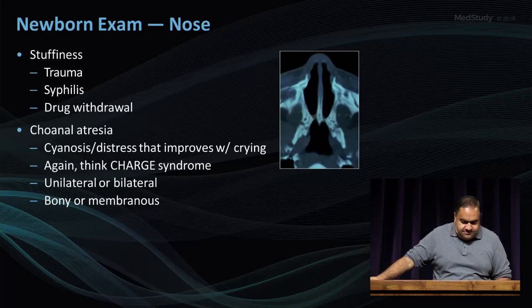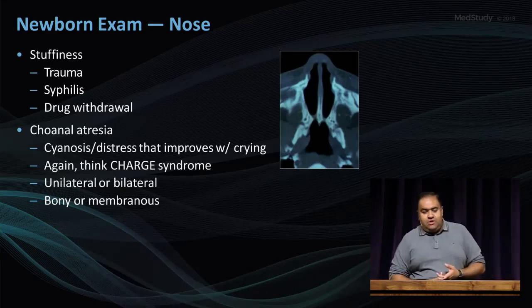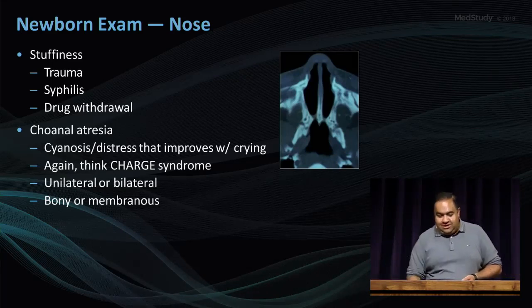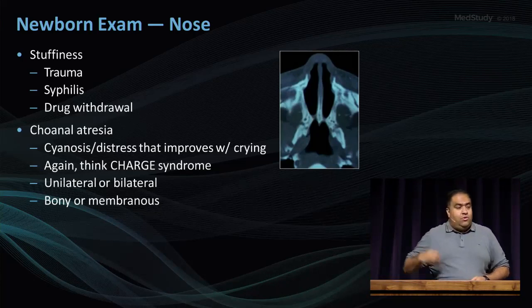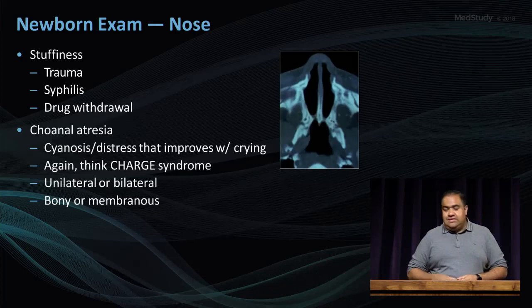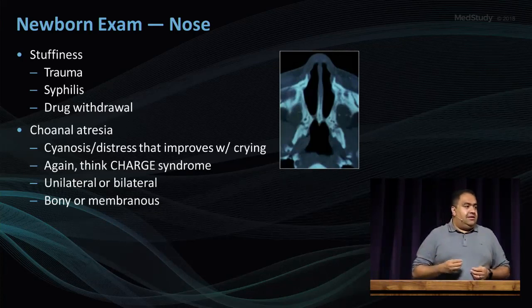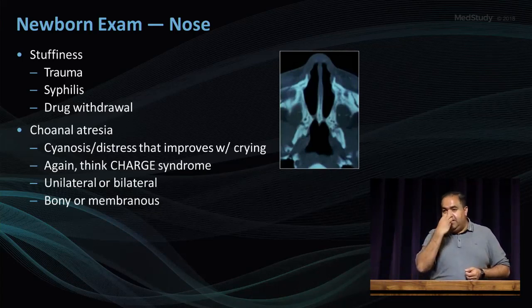All right, nose: stuffiness, trauma, syphilis, as you can tell from the previous image of the mucopurulent rhinorrhea, drug withdrawal. We worry about choanal atresia in these kids. Remember, babies are obligate nose breathers, all right? They don't know how to breathe from their mouth. So if they're blocked up here, they're going to get in trouble very quickly, okay?